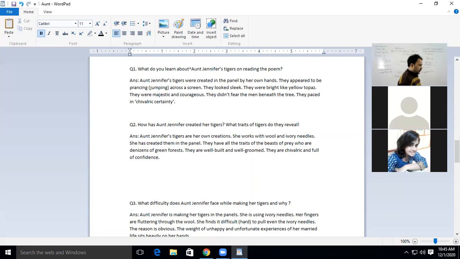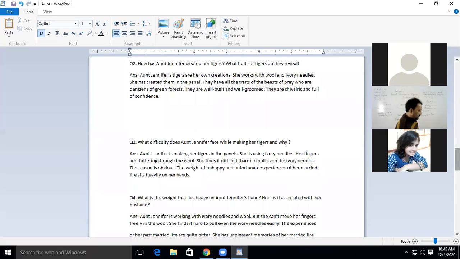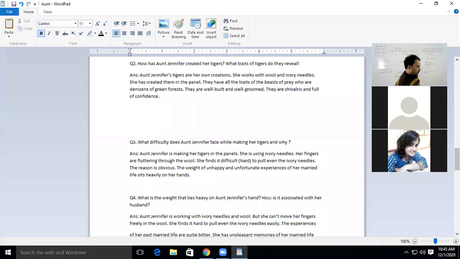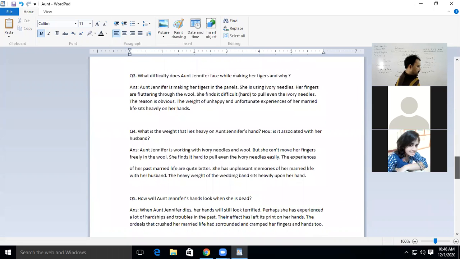How has Aunt Jennifer created her tigers? What traits of the tigers do they reveal? Gracie: Aunt Jennifer has embroidered the tigers on the panel with an ivory needle and wool. The tigers that she has created are wild and free, bright golden yellow, jumping around with confidence, totally opposed to her own character. Right. So it reveals the traits, qualities, characteristics of the tiger, their bravery, their courage.